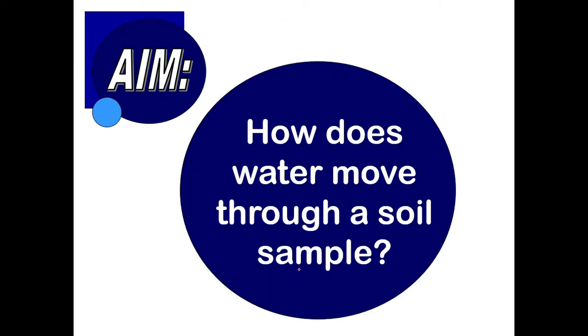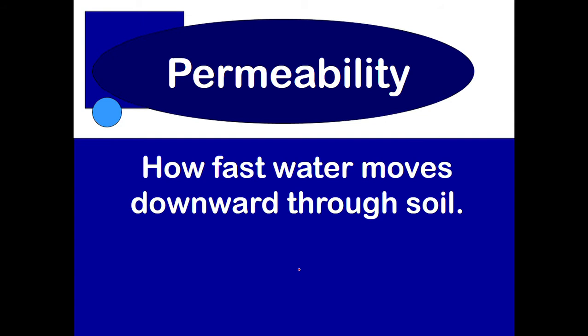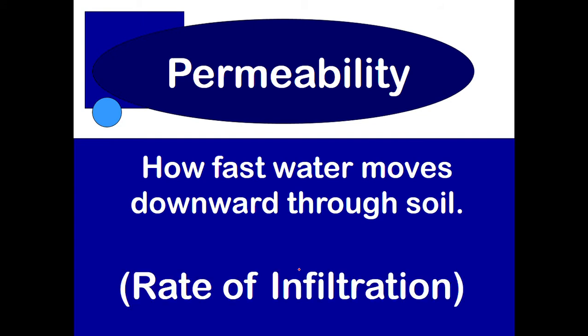All right, how does water move through a soil sample? Permeability describes how fast water will move downward through the soil. It can also be referred to as the rate of infiltration. Infiltration is a word we used earlier, which refers to water flowing through the soil. So the rate of infiltration is permeability. It just describes how quickly or how fast the water will seep through the ground and into the deeper ground.